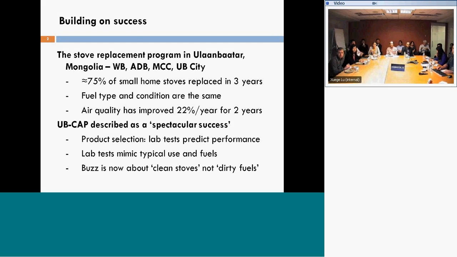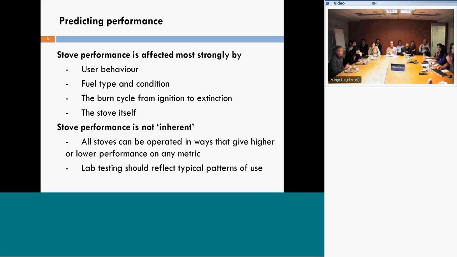This is a spectacular success, and it's caused by something in context. We selected the products in context. Stove performance is strongly affected by user behavior and type of fuel, of course, and then what you do with it, and then the stove itself, how it deals with the thing you did. Stove performance is not inherent. You can operate a stove and make any metric terrible or good, and we don't want people cheating. We want people to do what they do, and we want to see how that stove deals with what was thrown at it.